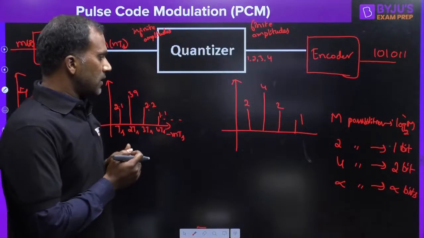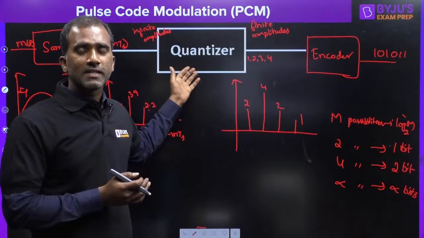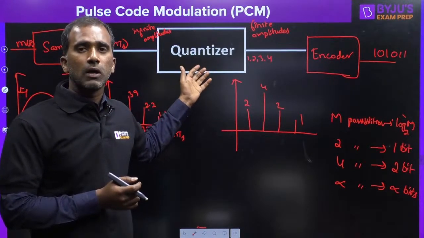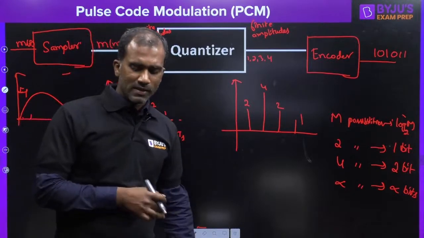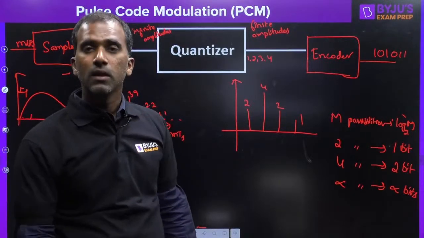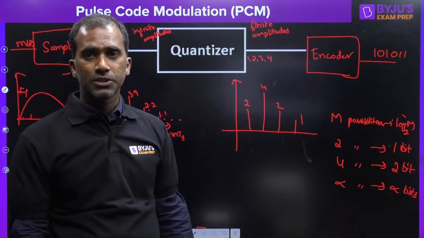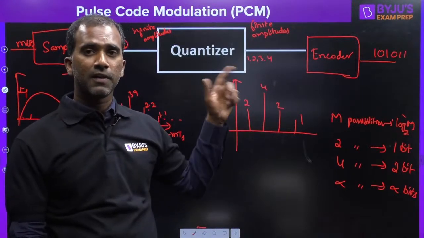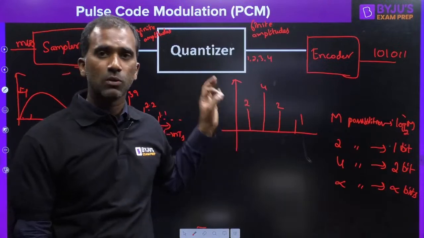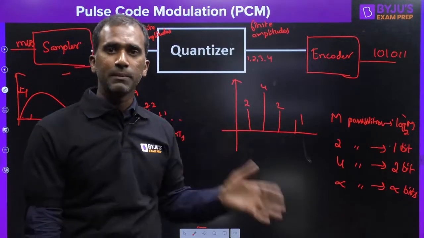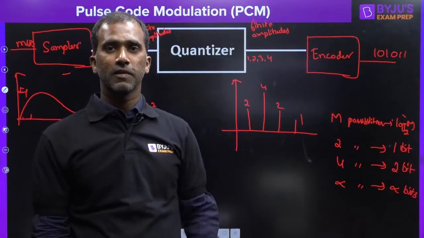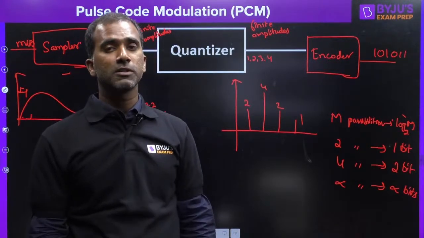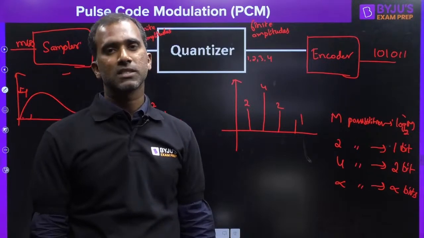Fine. So in the process of quantization, we have a problem called quantization error, and that reduces the quality of the signal. So is there any way in which we can overcome it? We can't eliminate this quantization error, because when we do quantization, we are converting infinite to finite possibilities. When we do that, we are going to get some error. We can't eliminate it, but we can minimize it. How much can we minimize? We can minimize it to any extent.